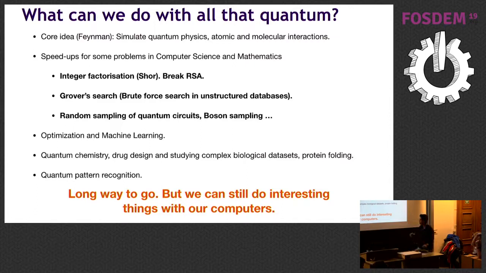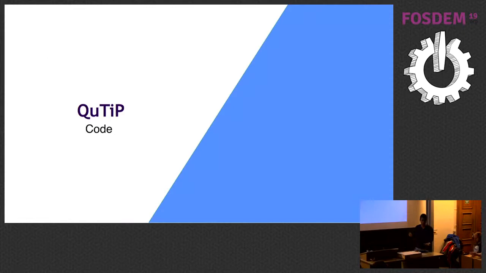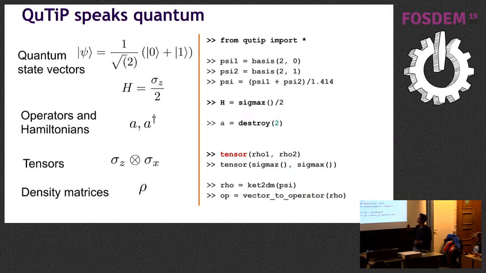And that's where QuTiP comes in. So this is the code part of QuTiP. And QuTiP speaks quantum. What do I mean by that? Underlying all this quantum physics is just linear algebra. If you have matrices, tensors, multiplication of vectors and matrices, you can do quantum mechanics. But then it becomes troublesome every time to define everything. So QuTiP has very tuned structures which you can use to just build up your quantum system immediately.